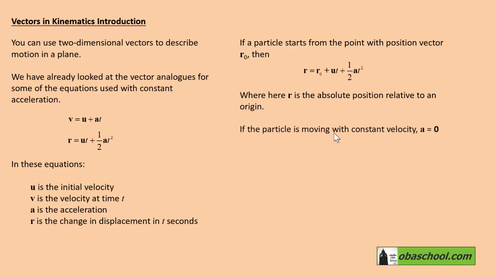If the particle is moving with constant velocity, in other words, the acceleration is 0, then of course we lose this term, and we just get that r is equal to r0 plus ut.